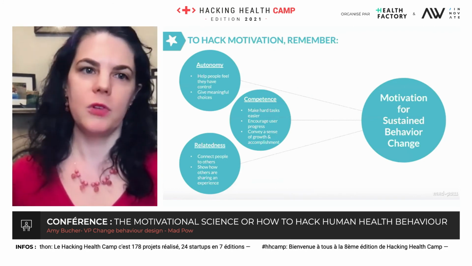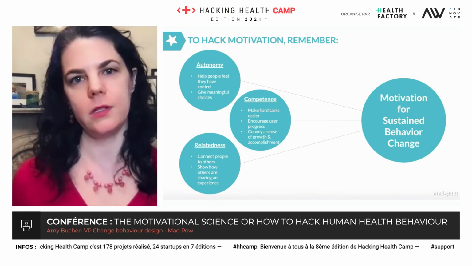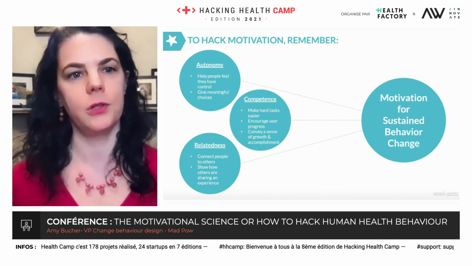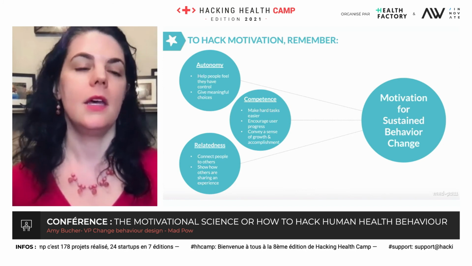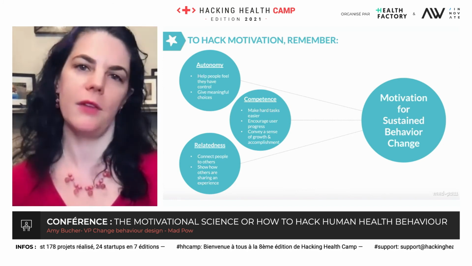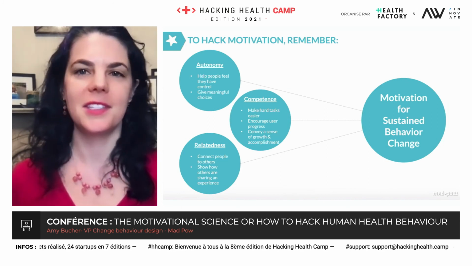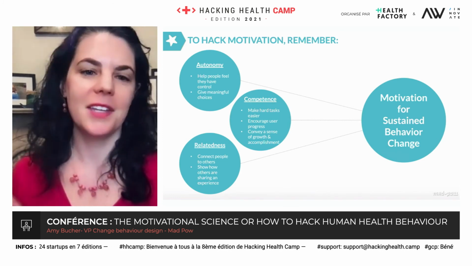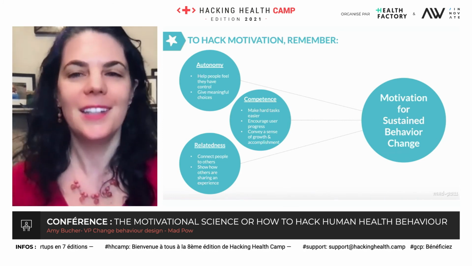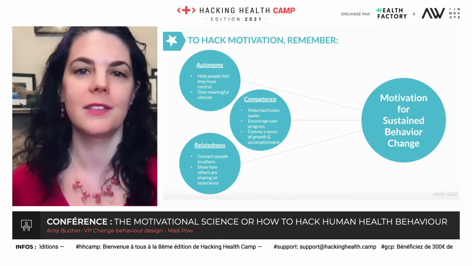So just in summary, to hack motivation, remember that you want to find opportunities to support people's basic psychological needs of autonomy, competence, and relatedness. And you can do that by helping people feel they have control, giving them meaningful choices, making hard tasks easier, encouraging progress through feedback, conveying a sense of growth and accomplishment, connecting them to someone else, and sharing how others are part of the same experience.